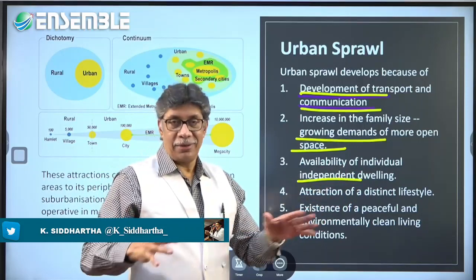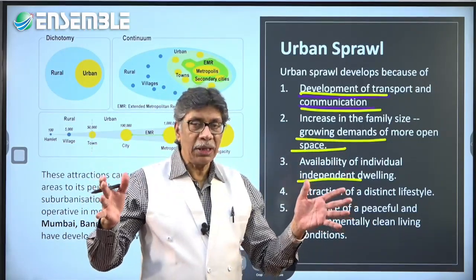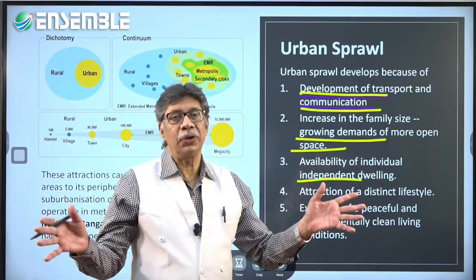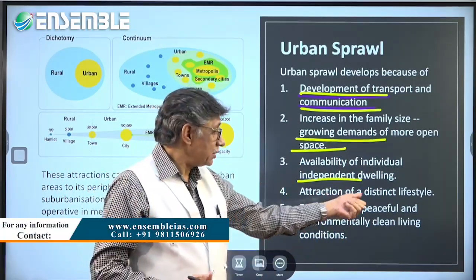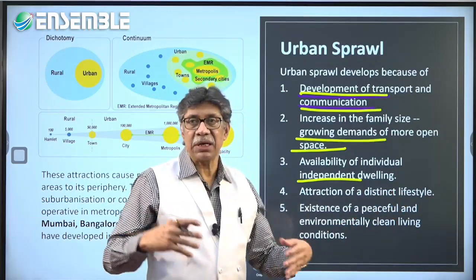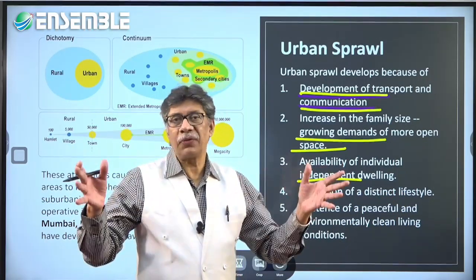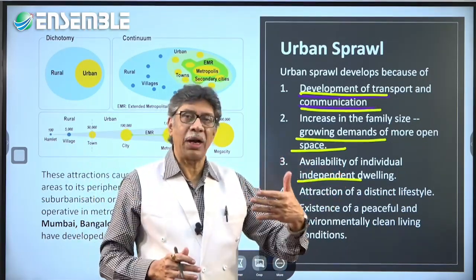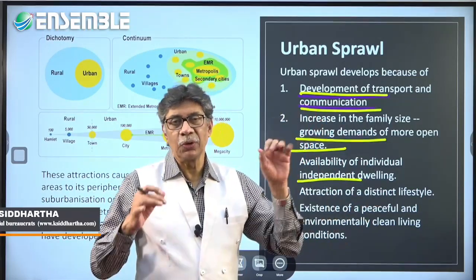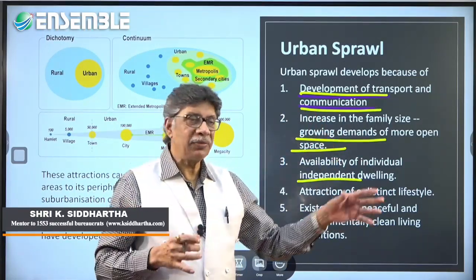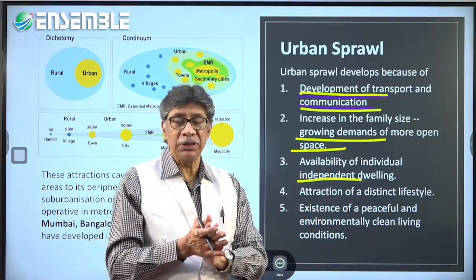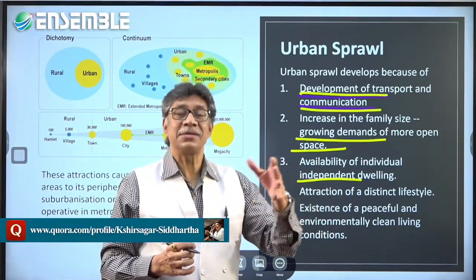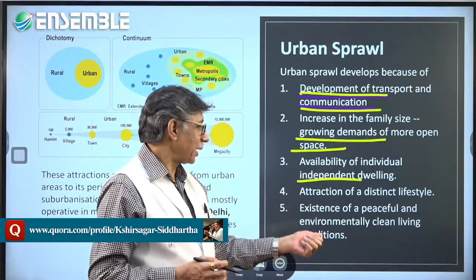And when you have an independent dwelling, you have a lawn in front of your house. Of course, your lifestyle is very different. That means that leads to a very distinctive lifestyle. You can live in your farmhouse and move around in your shorts. You can move around in your Bermuda. Maybe if there are girls, they can move around in bikini as well, because they have their own swimming pool in this place, own pond, and sometimes own river also.